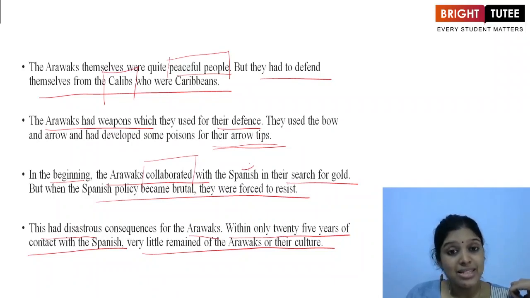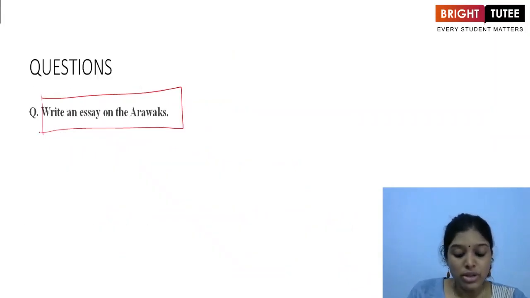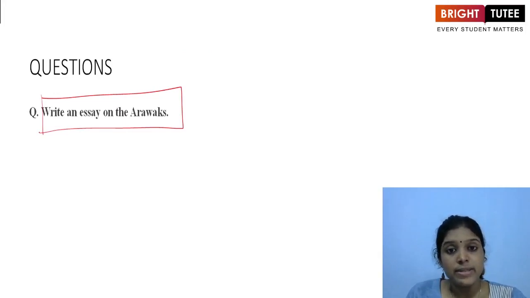But very soon they realized that the Spanish were here to exploit them. And as a self-defense, they started showing their resistance. But it turned out to be very disastrous for the Arawaks. And as a result, the culture itself got extinct in a very short period of their coming face to face with the Spaniards. So when the question on the essay or the life of Arawaks and the particular culture of Arawaks is asked, you'll have to include all these points.